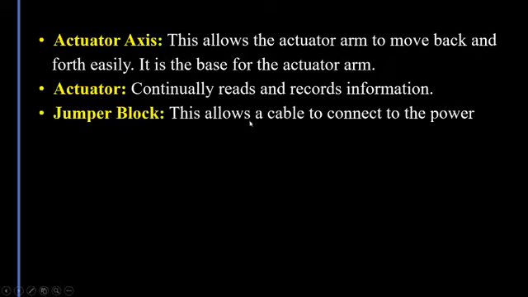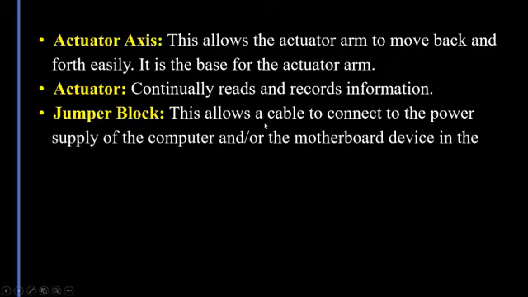Jumper block. This allows a cable to connect to the power. Power is supposed to be supplied to the machine, so this allows a cable to be connected. Simply, this allows a cable to connect to the power supply of the computer and all the motherboard devices in the computer system.